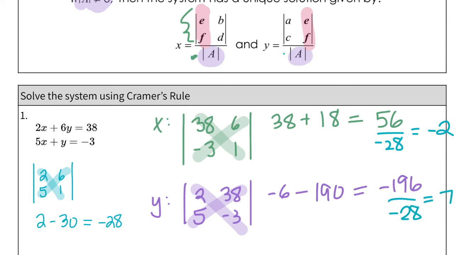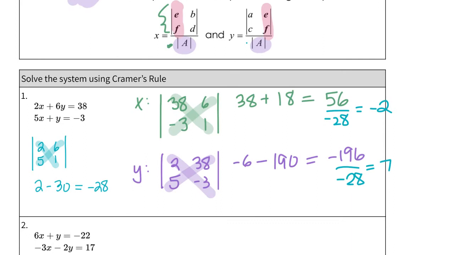So now I officially have a value for x and a value for y. So I can officially write the solution to this system of equations as an ordered pair, negative 2, comma 7. That's the solution to that system.